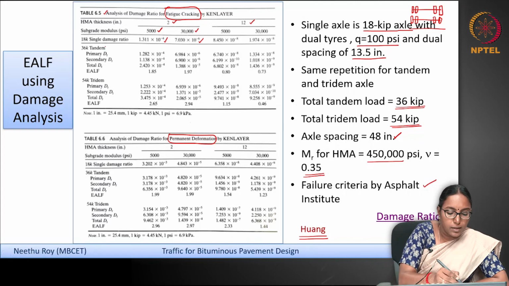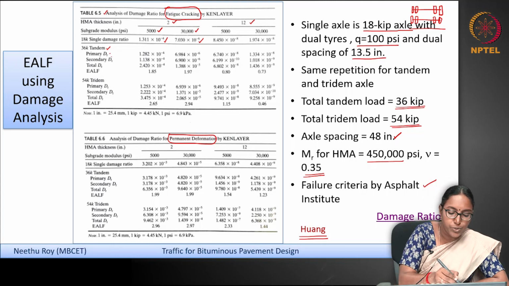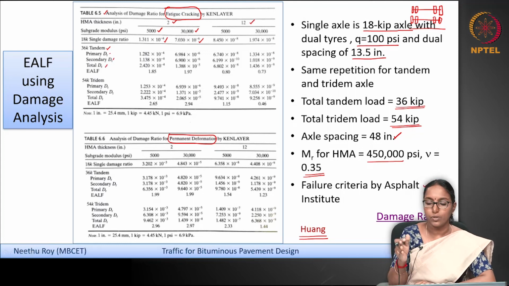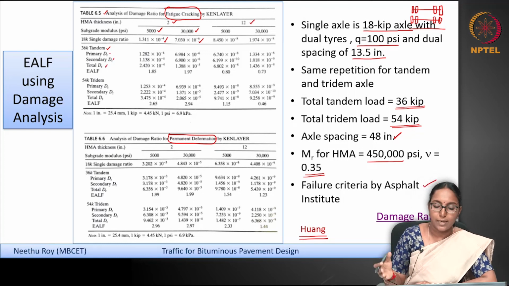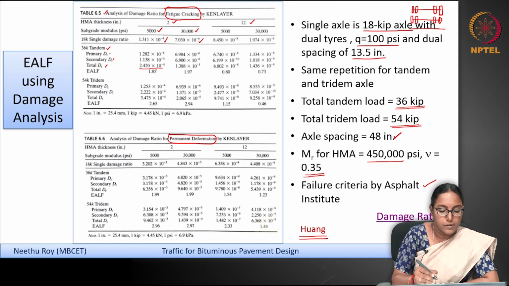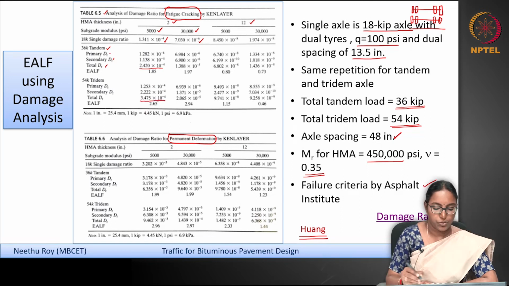So for the 36 kilopounds tandem axle, we see that there is a primary damage ratio, a secondary damage ratio, and a total damage ratio. As we have already discussed, you have to consider two locations, get the damage ratios and find the total. So this is the total damage ratio for a 36 tandem axle, and for a 54 kilopounds TRIDEM axle, you can see that this is the total damage ratio.